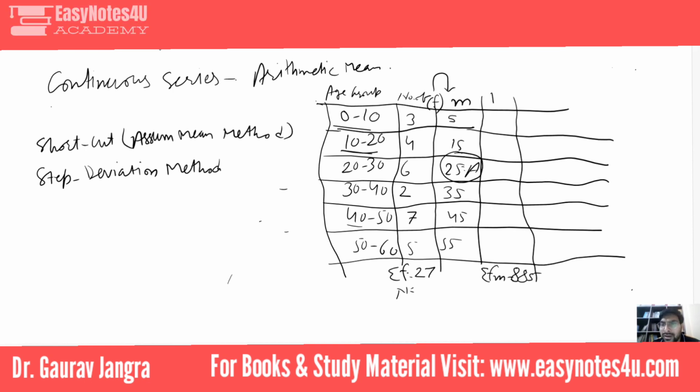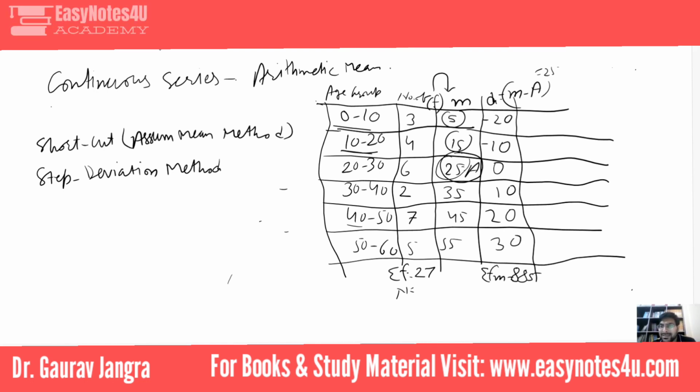So what we will do, we have to take the deviation from each and every value where A is equal to 25. So you can take the deviation of each and every midpoint from the assumed mean. 5 minus 25 is minus 20, 15 minus 25 is minus 10, 25 minus 25 is 0, 35 minus 25 is 10, 45 minus 25 is 20, and 55 minus 25 will be 30.